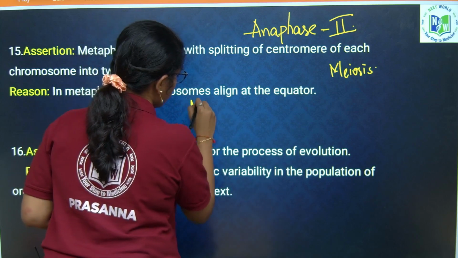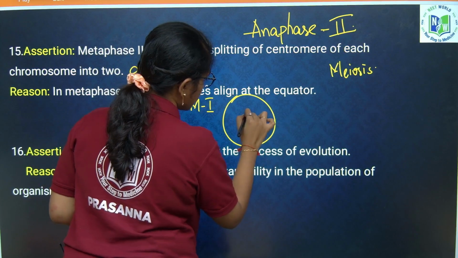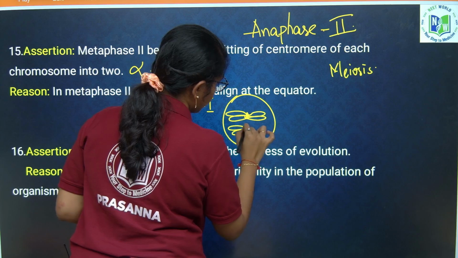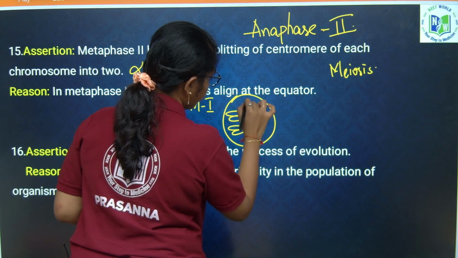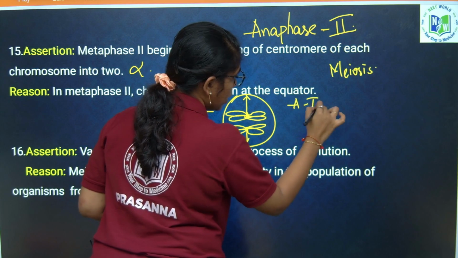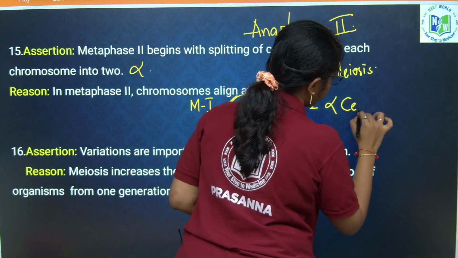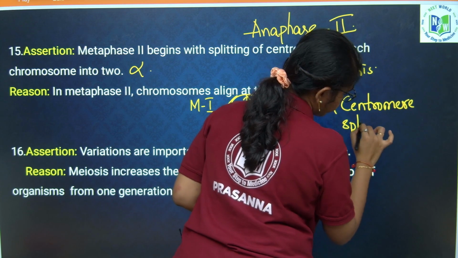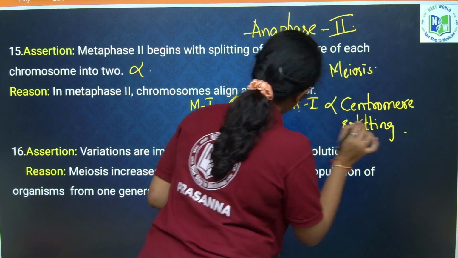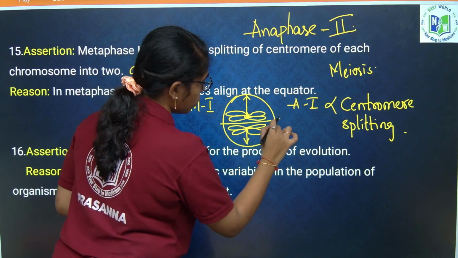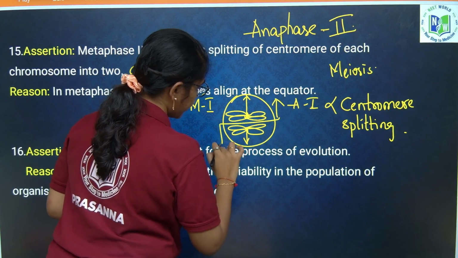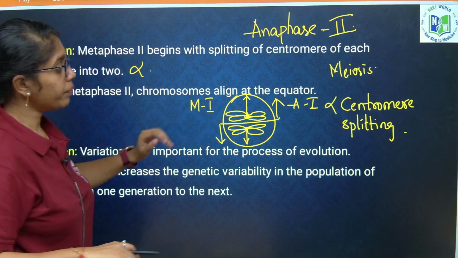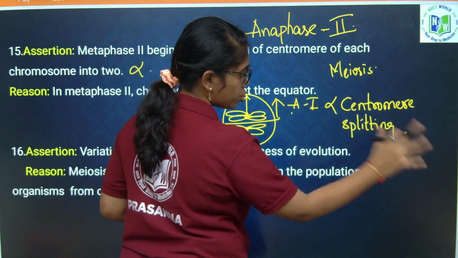In metaphase 1, what happens? The bimetaphasic plate is formed, wherein during anaphase 1 there is no centromere splitting. Of this pair of homologous chromosomes, one goes to one pole and the other goes to the other side of the cell. So here in anaphase 1 there is no centromere splitting.